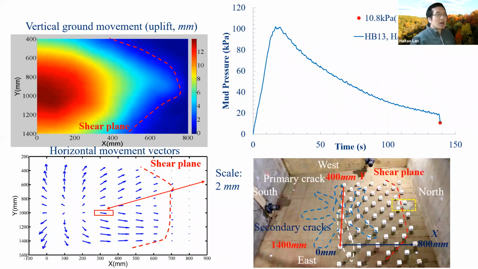In the end, mud flowed out of the soil from a shear plane developed close to the north side of the pit, and the ground movement actually dropped from 16 millimeters to 12 millimeters for the vertical ground movement, and the horizontal movement reduced to around 2 or 3 millimeters.